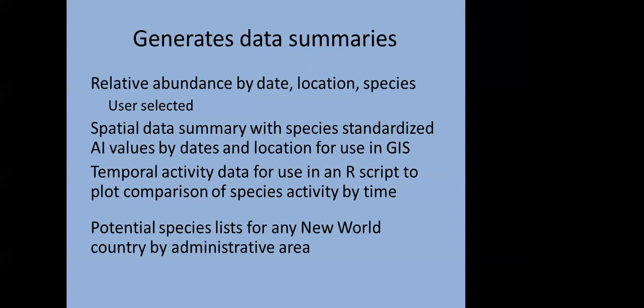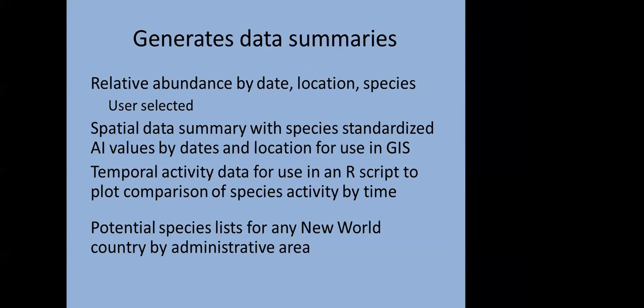It puts it out in a spreadsheet table format with 3 tabs. It gives you standardized acoustic activity index values, which is relative abundance, that you can actually use in the GIS and map, and I'll show you examples of that. It'll provide the temporal activity. It goes through all your data and sorts out each individual data record by minute for all of your data, by species, by each location, and then you can plot by each minute all the activity by each species.